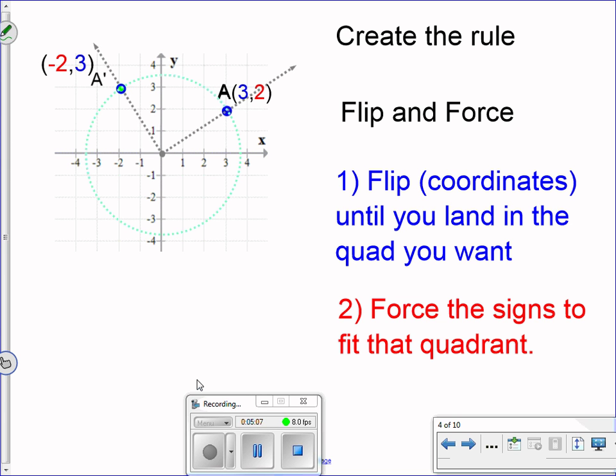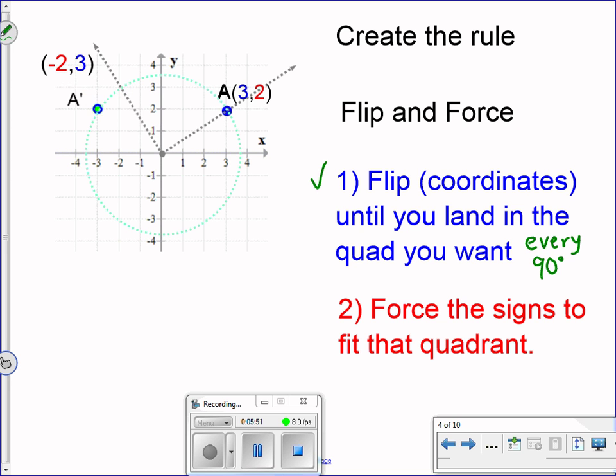Most students find this a lot easier than trying to remember where these points will go or even kind of visualizing it. So this is how it's going to go. First of all, you flip the coordinates until you land in the quadrant you want. That's every 90 degrees, you flip the coordinates. And so what ends up happening, we'll do a couple of these to make sure you understand, as you move from quadrant to quadrant, the numbers will go from, let's say, 3, 2 to 2, 3, and then 3, 2, and then 2, 3, and it'll just flip back and forth until you end up in the quadrant you want to be in.